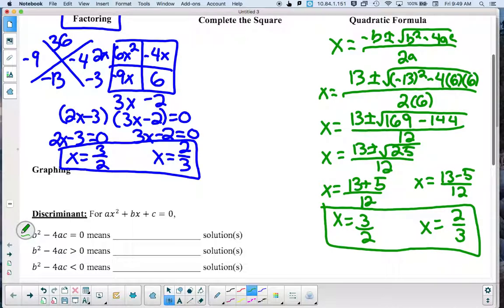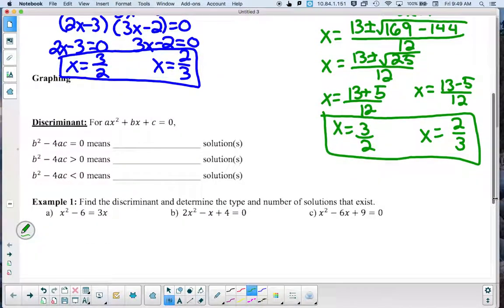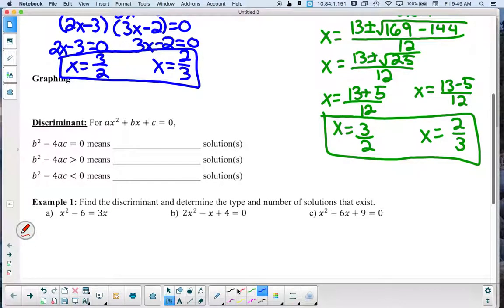And then, as I said, we're going to talk about completing the square and graphing in class. So now we're going to focus on the discriminant. And so the discriminant is just what is underneath the square root from our quadratic formula. So that's b squared minus 4ac.